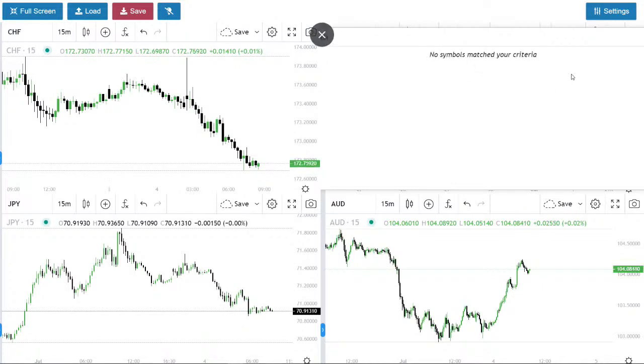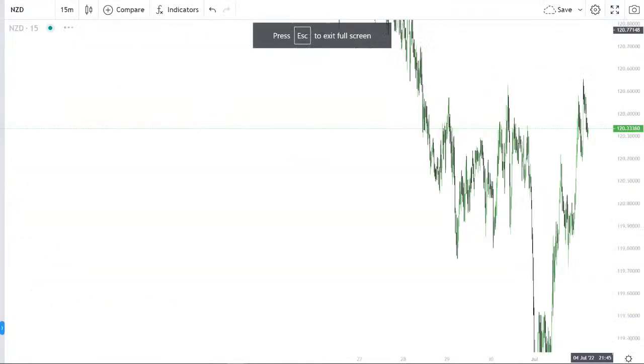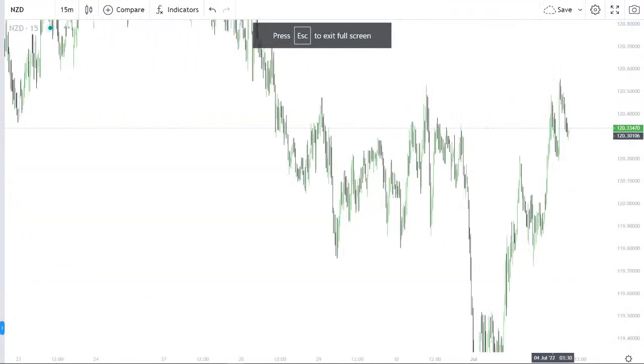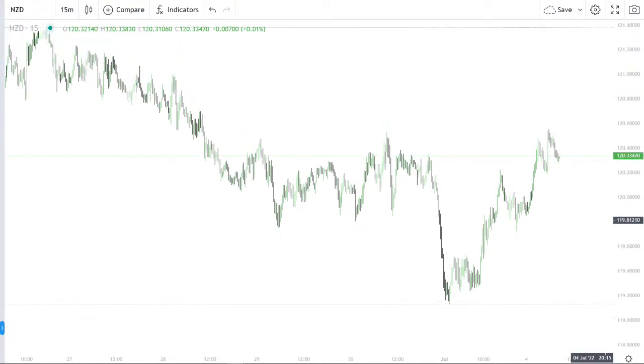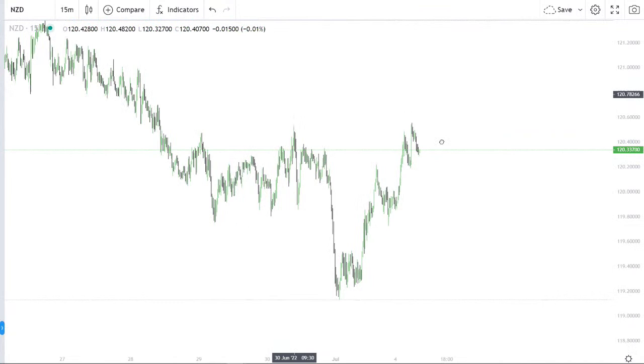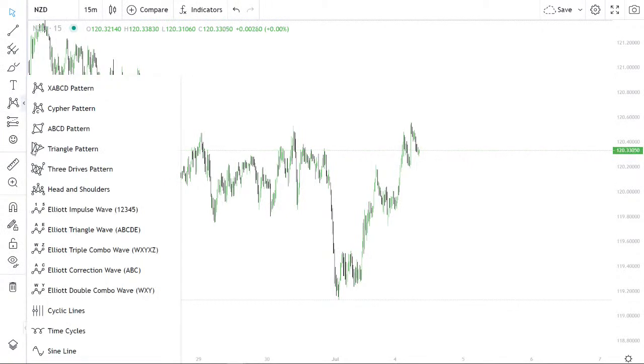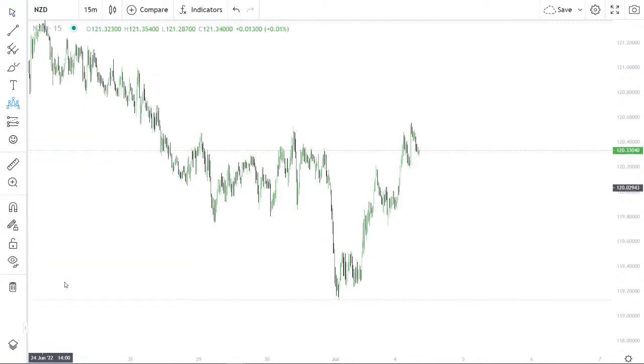Let me just look for New Zealand there. So let's analyze the New Zealand dollar. It moved in a downtrend, and being in a downtrend, we see a retail head and shoulders. Okay, we have a retail head and shoulders, and remember, whatever a retailer does, we do the opposite.